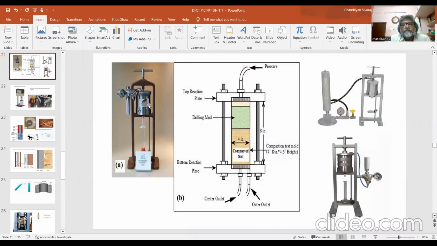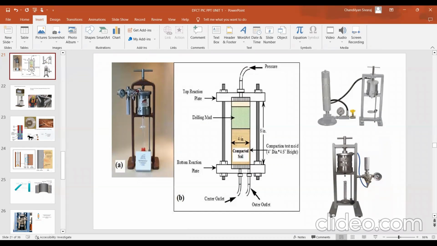This is a cylinder for filtration loss at HPHT conditions, high pressure, high temperature conditions. At the bottom, you have a graduated cylinder. This is a rough diagram of it. You can see it's connected to a high pressure assembly here. From here, the pressure is applied to the cylinder. Inside the cylinder, you'll have the drilling fluid.